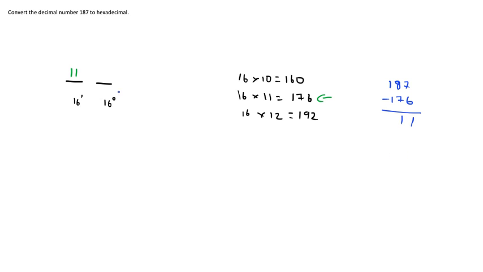So then that means I put 11 here. Well, wait a minute. Remember, this has to be a single digit, so we can't put an 11 here and an 11 here. It has to be a single digit. So how do we take care of this issue?